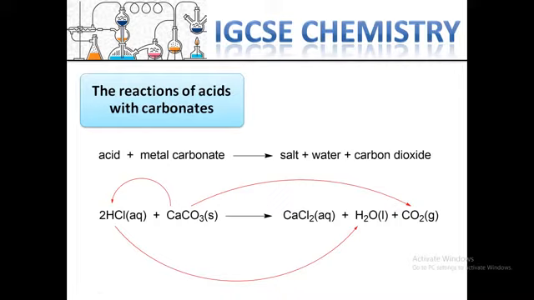The third main reaction is the reaction between acid and carbonates. Here we have an acid and a metal carbonate, and finally we will have salt, water, and carbon dioxide. So how is it going on? First, the metal is connected to the carbonate. This is carbonate, CO3, calcium carbonate.